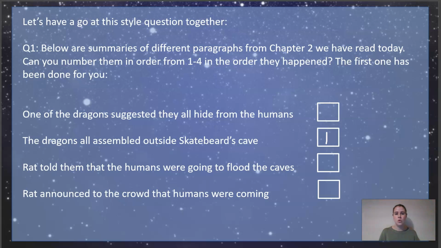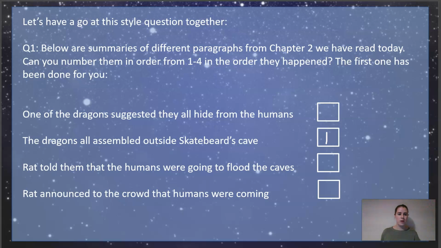Can you number them in order from 1 to 4 in the order that they happened? Now the first one has been done for you. So you will need to have a copy of the chapters in front of you, okay? So let's have a look at the beginning of chapter 2.